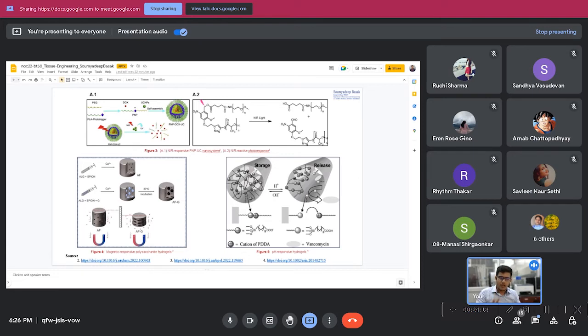Okay, so these are the kinds of smart materials that are currently being investigated. Not only synthetic materials are being used, it's not like that.